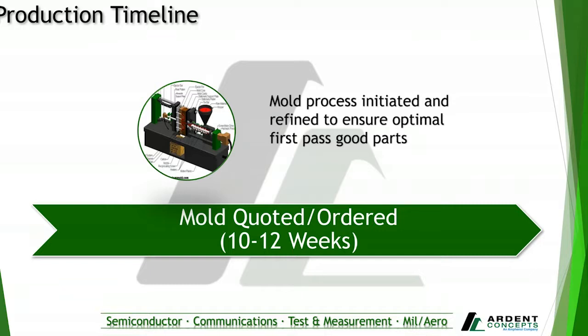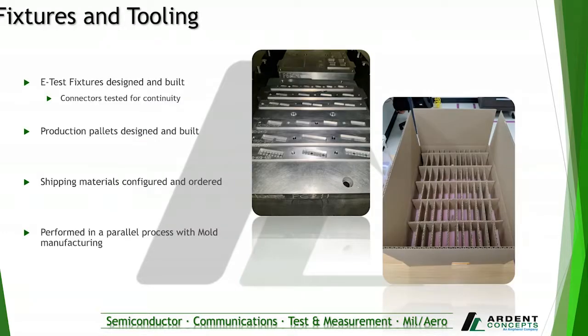Upon approval and a desire to move to higher volume, we offer a mold process, and that gets initiated and refined to ensure optimal first pass of good parts. So we work with our mold vendor to ensure that the tolerances can be met and the specs can be met. And that mold is quoted and ordered, and first article samples are delivered within about 10 to 12 weeks. From there, and actually simultaneously, we develop fixtures and tooling to ensure that when those molded parts come in, we can work with them and develop automation pallets, for example, to house those insulators, to have the contacts automatically loaded using our automation equipment here in our facility.